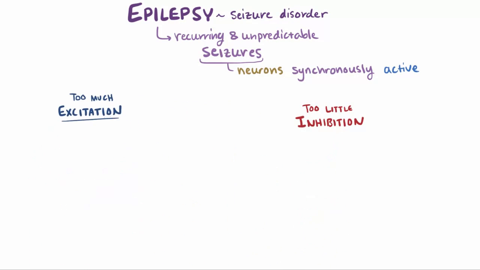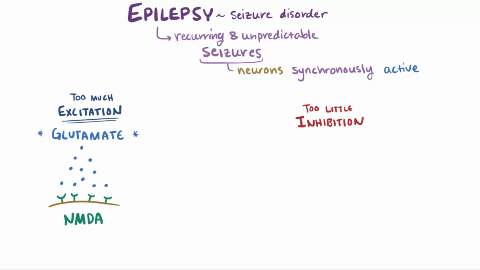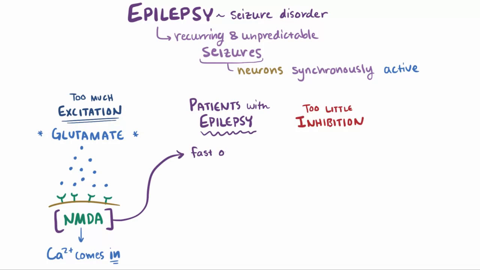The main excitatory neurotransmitter in the brain is glutamate, and NMDA is the primary receptor that responds to glutamate by opening ion channels that let calcium in, a positive ion that tells the cell to send signals. Some patients with epilepsy seem to have fast or long-lasting activation of these receptors.